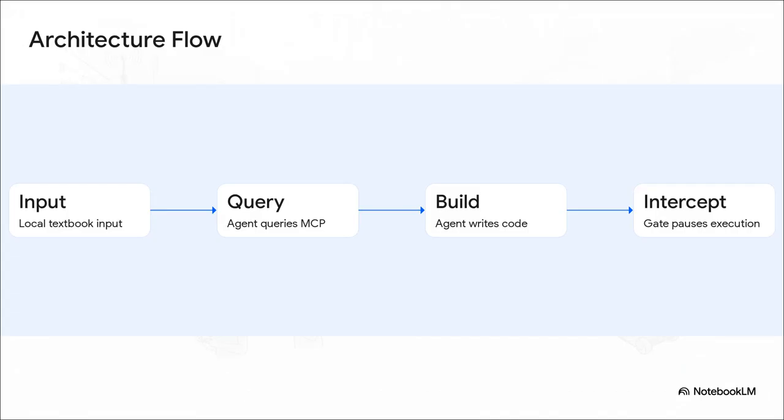Okay, so how does a standard text prompt actually become a playable app? It happens in a really clean 4-step flow. Step 1, you input the raw local textbook. Step 2, the brain queries the local file system MCP server to build out a solid lesson plan. Step 3, the builder grabs that plan and actually writes the web code.